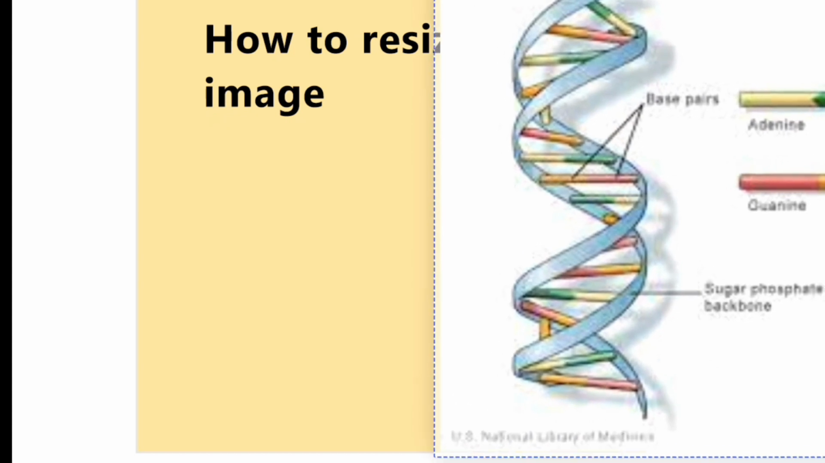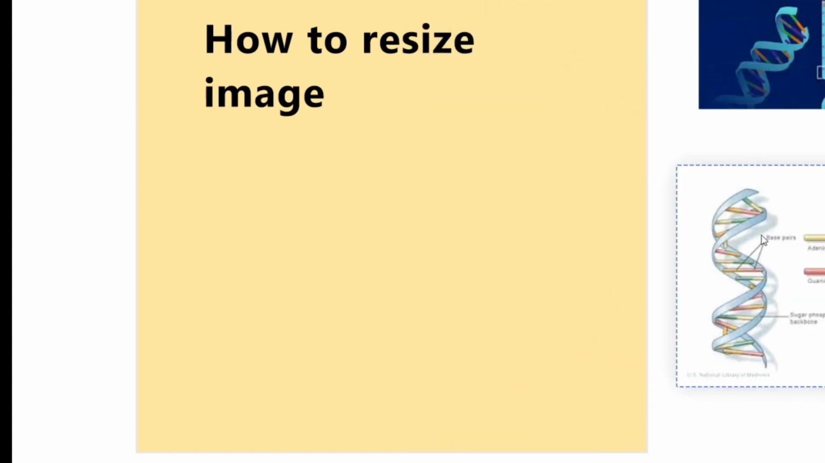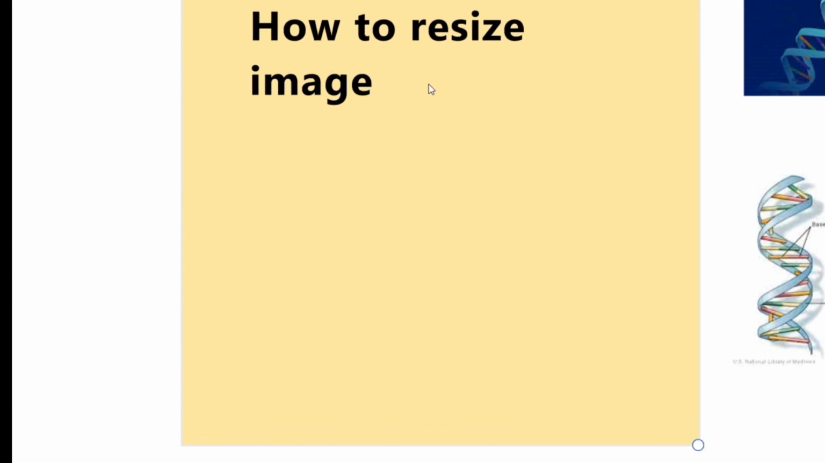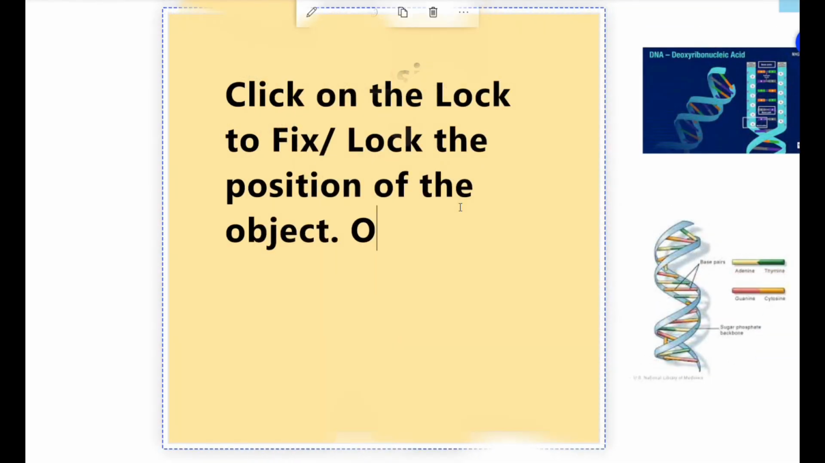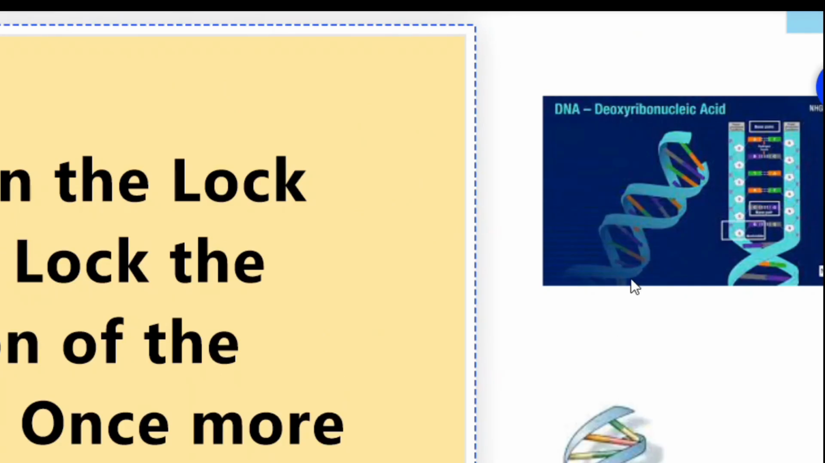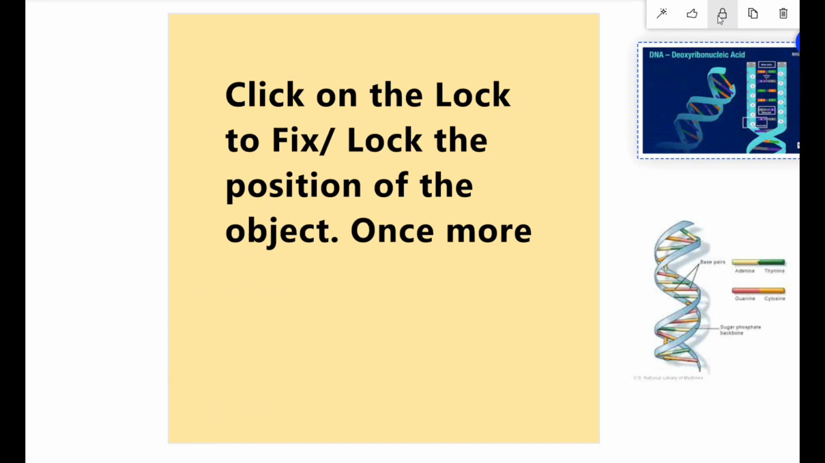Resizing an image. Locking an image to fix its position and size, so that it doesn't move freely on your whiteboard. You can do this by clicking on the image. Once the image options appear, simply click on the lock icon to fix its size and position.